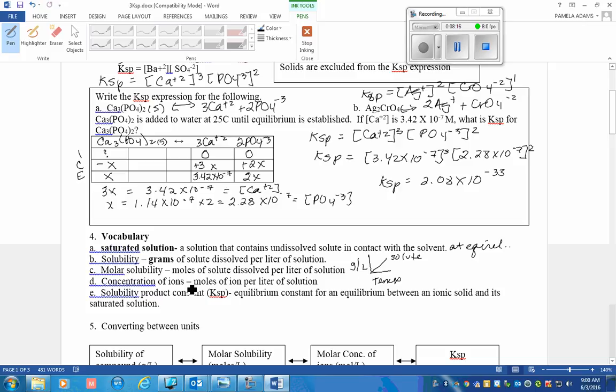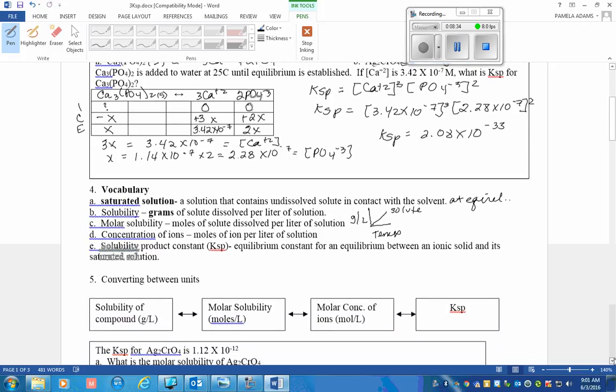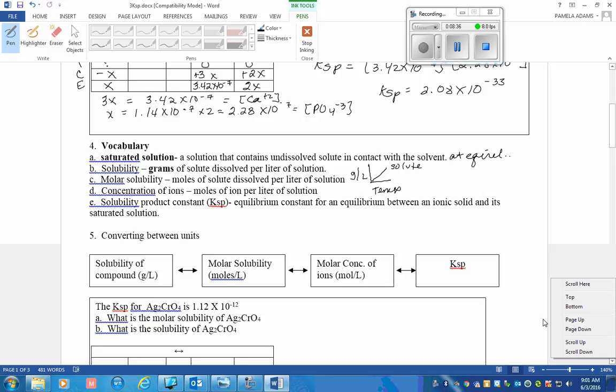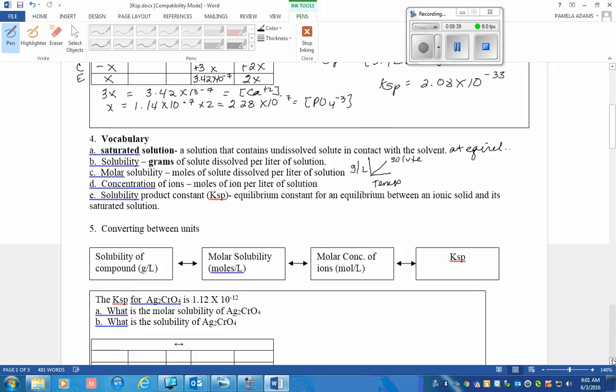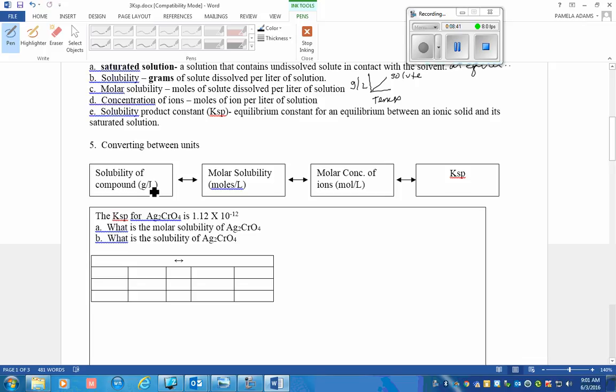The concentration of ions in solution would be this in our previous problem, and KSP would be this expression, and we would treat it like any other equilibrium constant. At the end of this lesson, I expect you to be able to go back and forth from all of these values without too much difficulty. We'll do one problem and end it there.